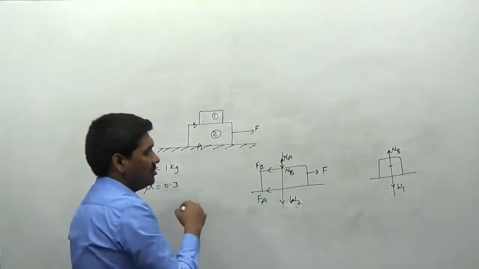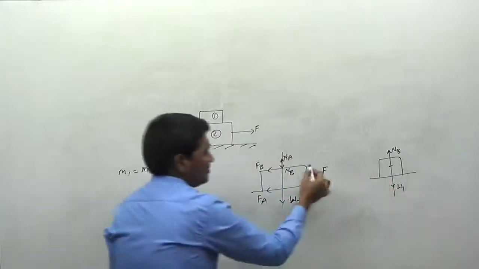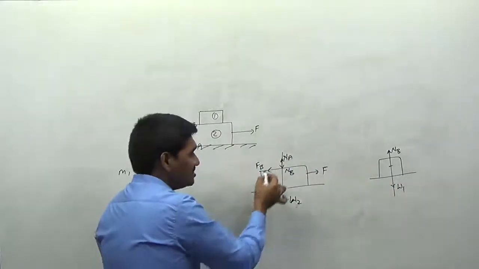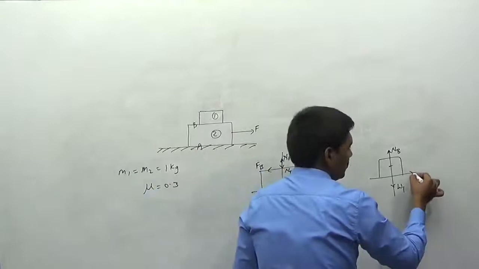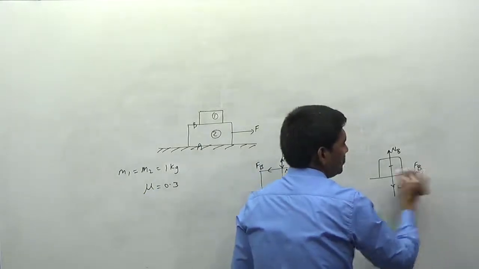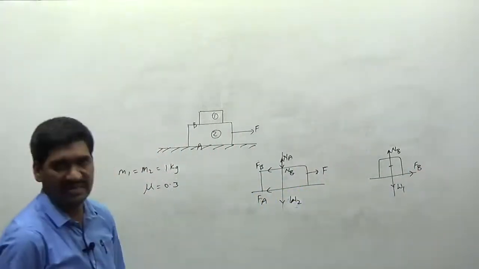What about the frictional force here? You can see this is the contact surface with this surface, right? Since FB is coming in this direction, for the contact you have to provide the frictional force acting in the opposite direction here. This is the way we can represent it.